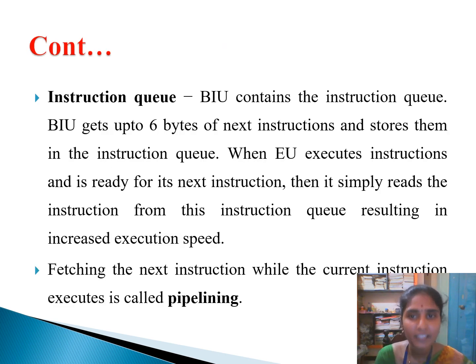The first one is the instruction queue. The BIU contains the instruction queue. It gets up to 6 bytes of the next instruction and stores them in the instruction queue. When the execution unit finishes executing an instruction and is ready for the next one, it simply reads the instruction from this instruction queue, resulting in increased execution speed. The 8086 microprocessor supports the pipelining technique. What is pipelining? Fetching the next instruction while the current instruction executes is called pipelining.